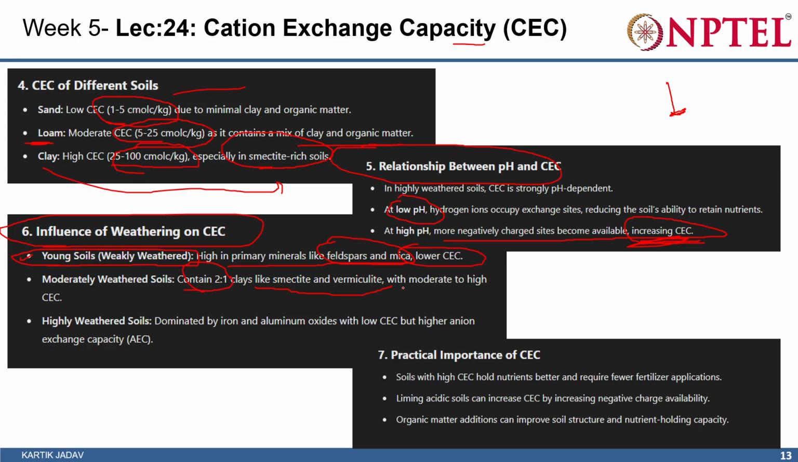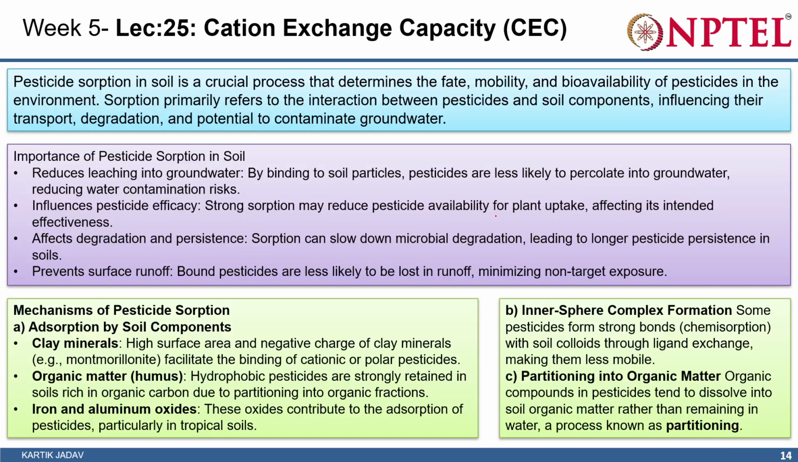while highly weathered soil is dominated by iron and aluminium oxides with low cation exchange capacity but higher anion exchange capacity, right? Then what is its practical importance? We know that it is directly related to soil plant nutrient availability and soil water availability, right? As we have discussed till now.